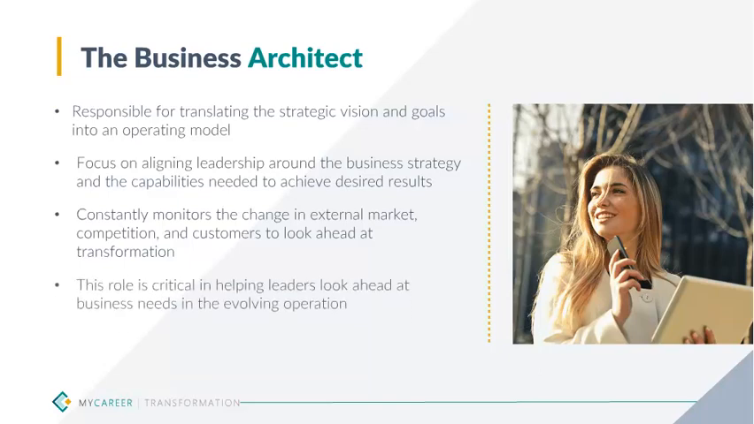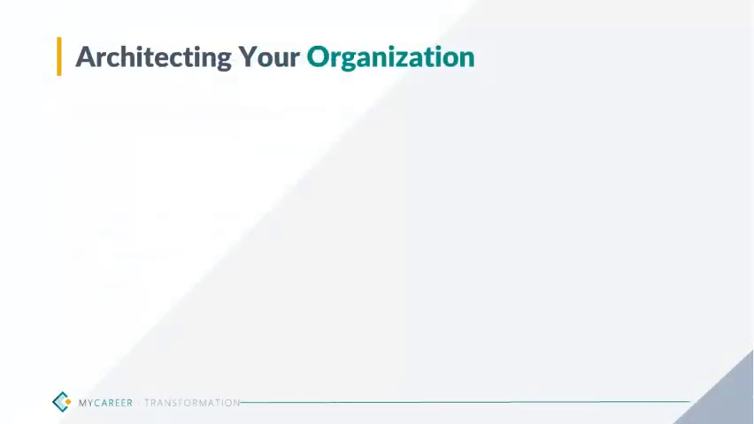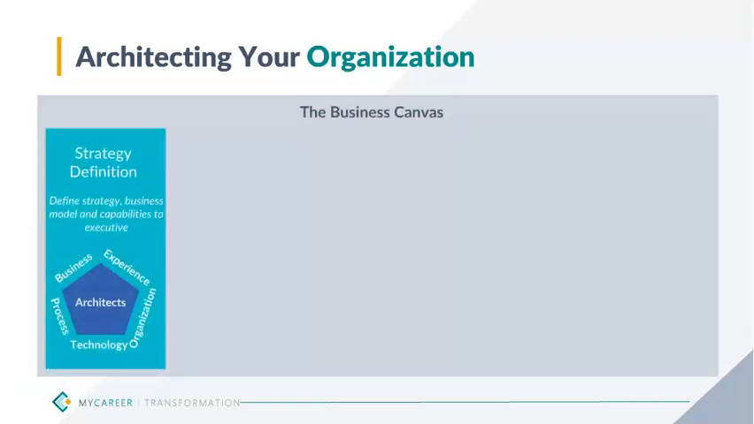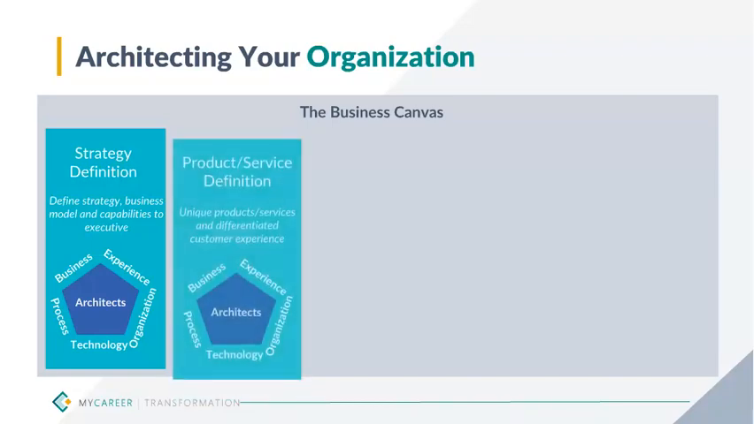This role is critical in helping leaders to look ahead at the business needs in the evolving operation and make certain that both business transformation and IT digital transformation produce an operating environment capable of rapid change. The vast majority of organizations can define their key aspects on a common business canvas. This includes 1. Strategy definition. The overall strategy, business model, and the capabilities necessary to execute the strategy.